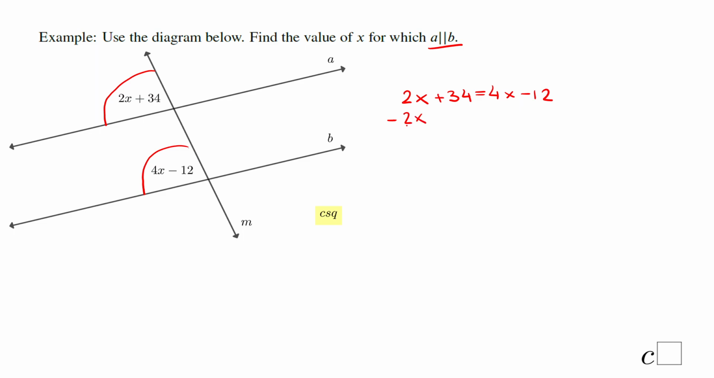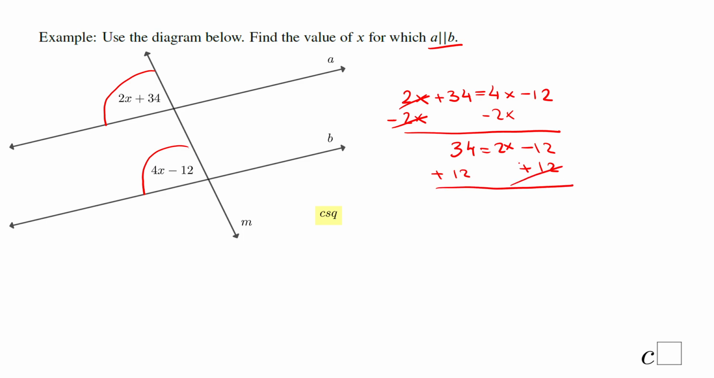And then we have an equation with x on both sides. So I'm going to personally subtract 2x on both sides. And I have here 34 equals 2x minus 12. I'm going to add 12. And we have here 46 equals 2x, divided by 2, and x equals 23.